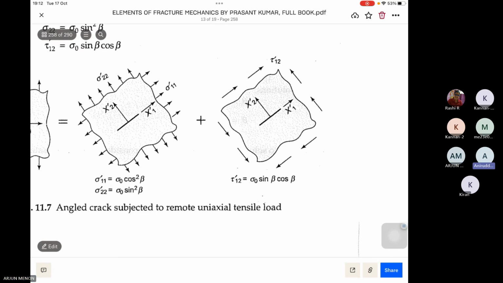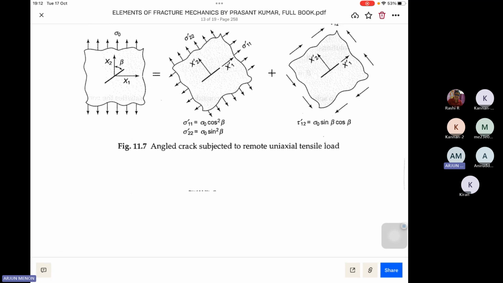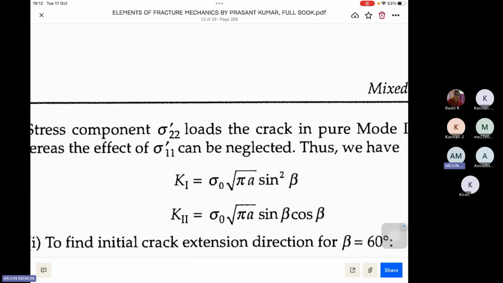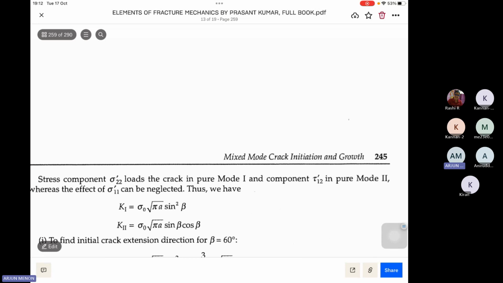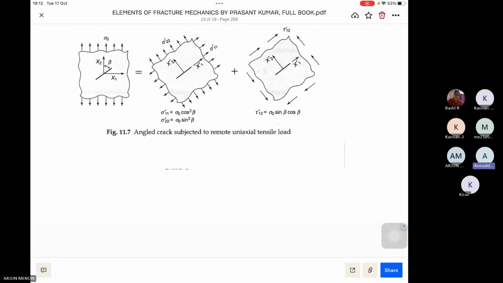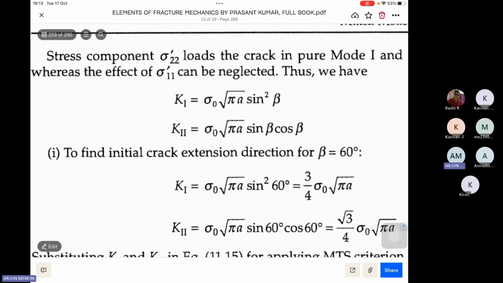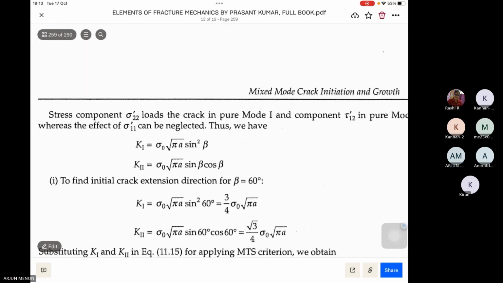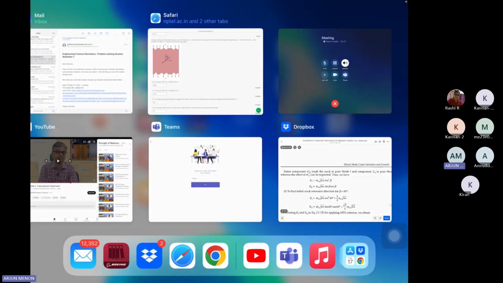Then we have to substitute this formula in this equation. Sigma 11 is 0 because it is a uniaxial load only. There is no biaxial load. But because of the orientation of the load acting, you will have a shear stress component. That's why it is a mixed fracture. So you can use this formula and find K1, K2.